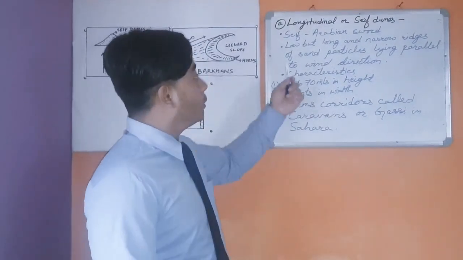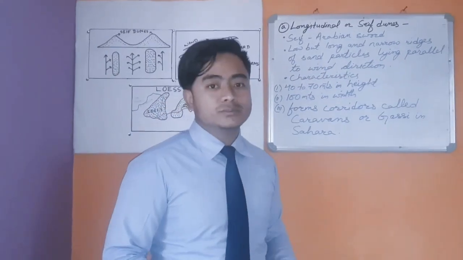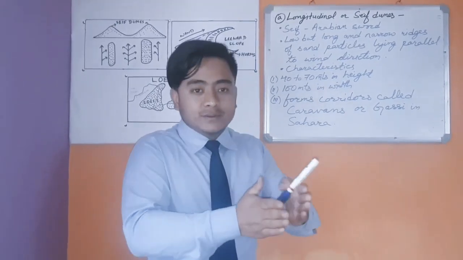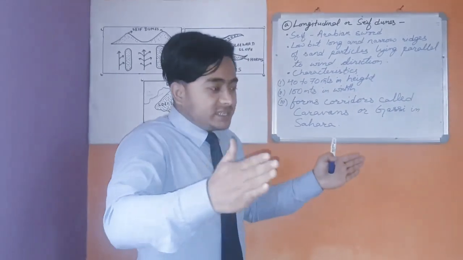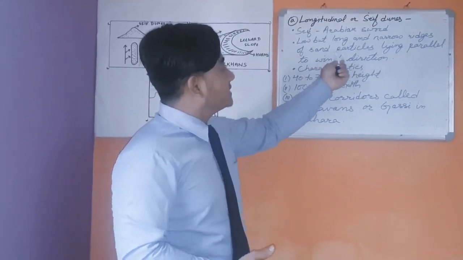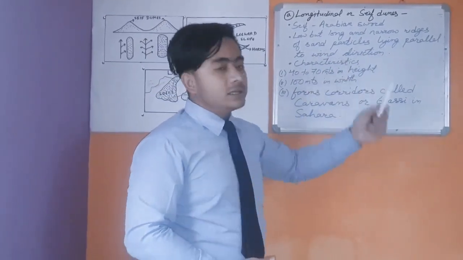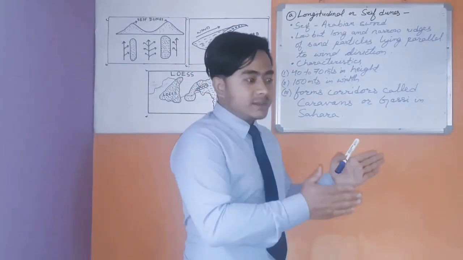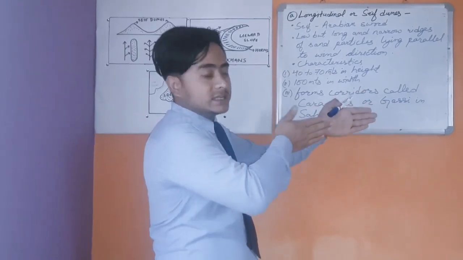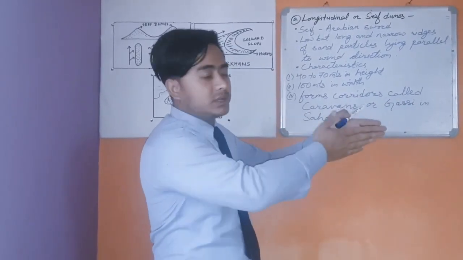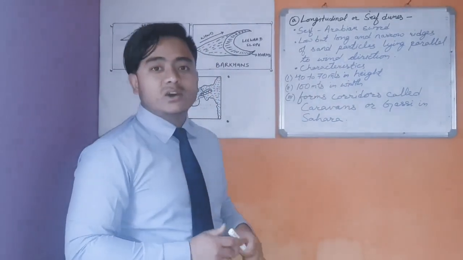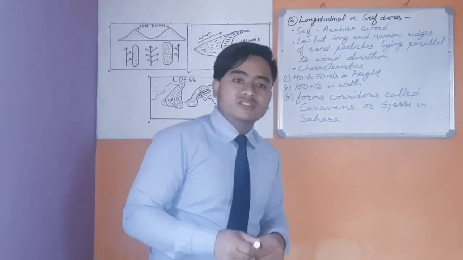Before we understand, it's very important to know what longitudinal dunes are. Longitudinal dunes are low but long and narrow. That means longitudinal dunes have low height, they have longer length and they are narrow in width. Ridges of sand particles lying parallel to the direction of the wind. For example, here this is the formation of sand dunes. Wind also blows from this direction. I will explain that later. So before that, let's understand the characteristics of longitudinal or Seif dunes.